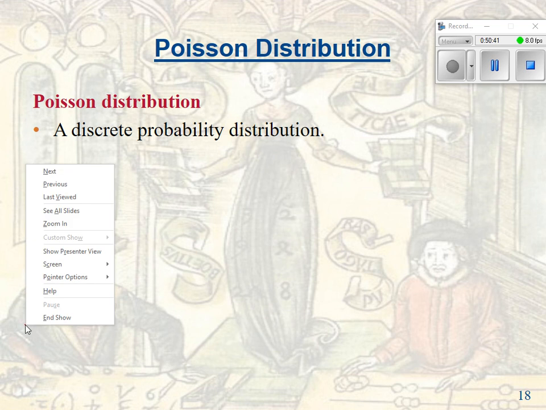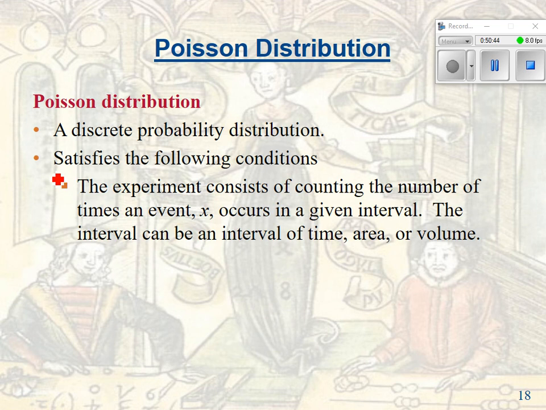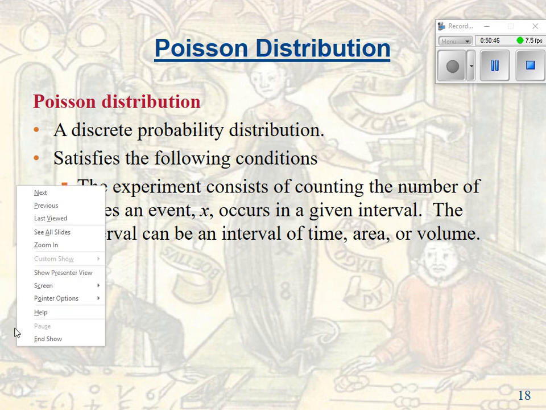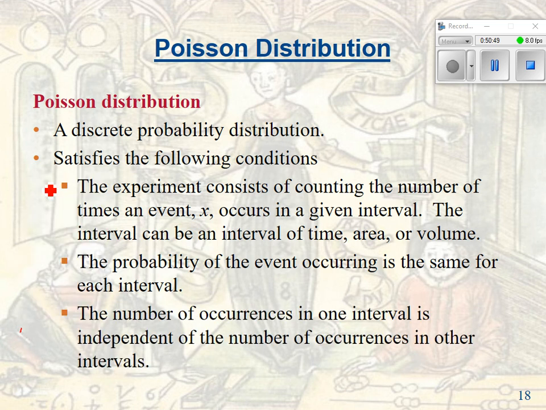No. So the Poisson distribution, again, is a discrete distribution, and it satisfies these things.